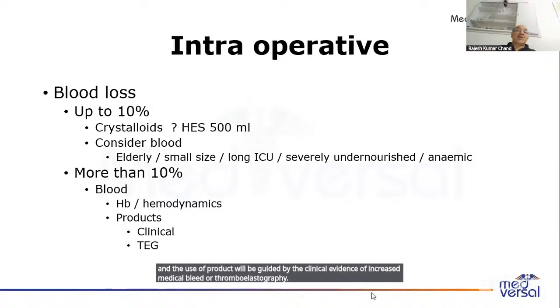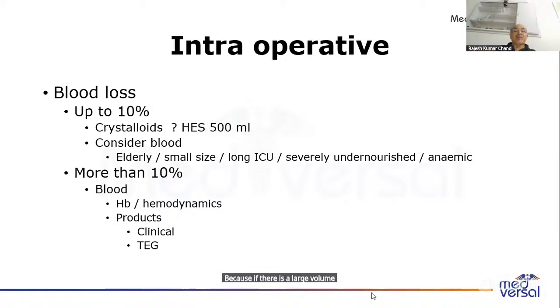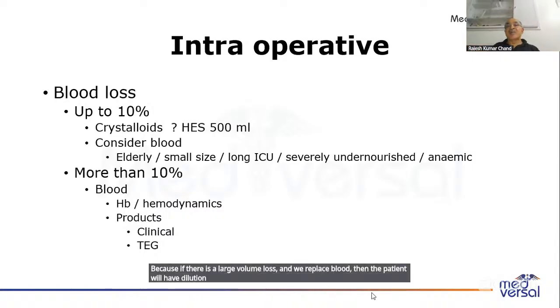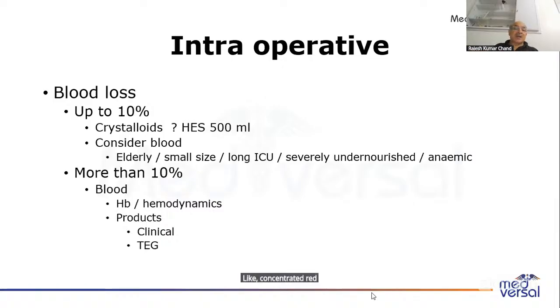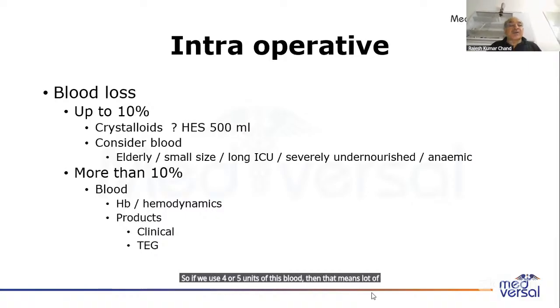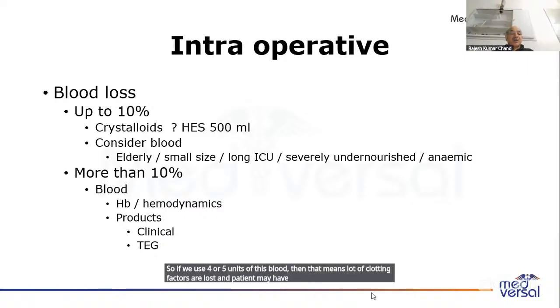Because if there is a large volume loss and we replace blood, then the patient will have dilutional coagulopathy, because the blood which is given is like concentrated red blood cells. It will not contain clotting factors. So if we use 4 or 5 units of this blood, that means a lot of clotting factors are lost and the patient may have coagulopathy. That is where the need for blood products will come in.